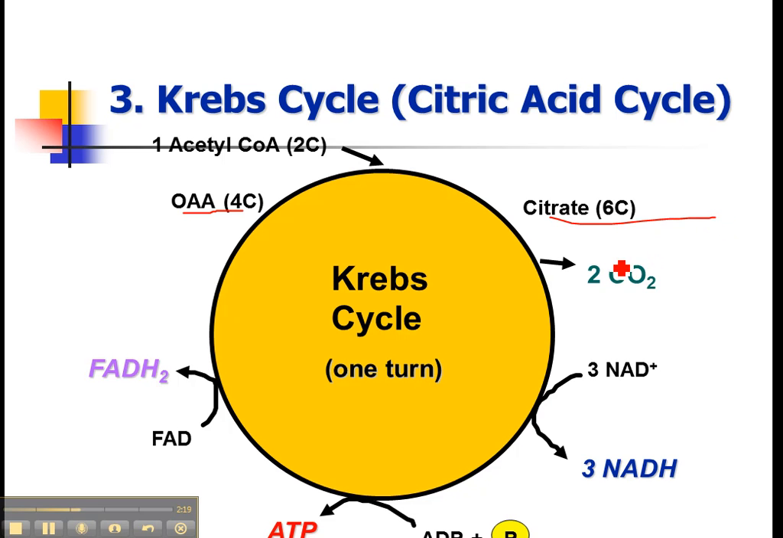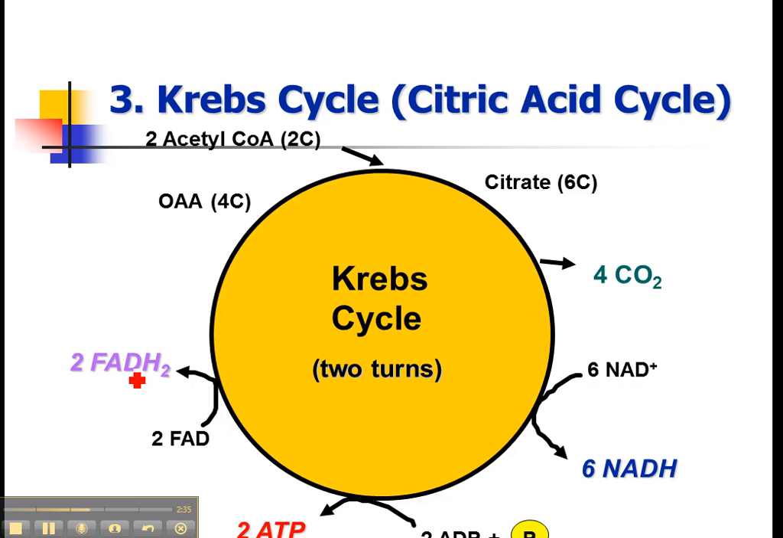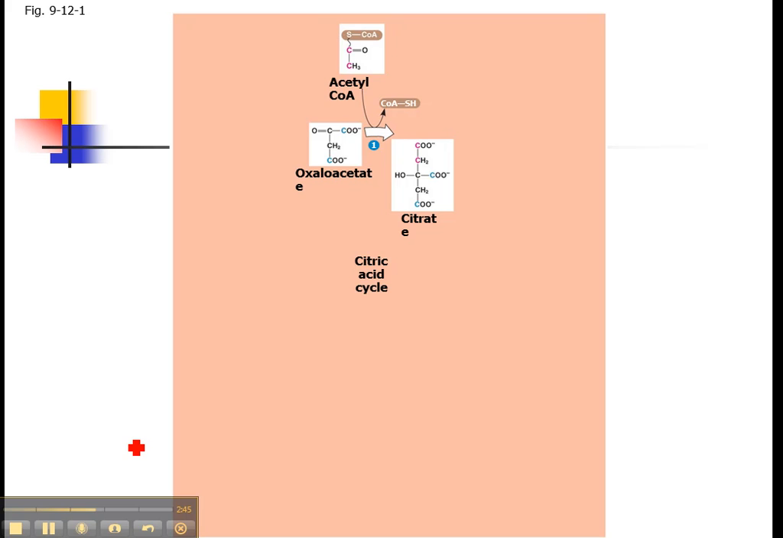But in general, what's happening is 2 carbon dioxide are given off, 3 NADHs. This is per turn. This is only 1 turn here. 1 ATP and 1 FADH2. So if I did 2 turns, I'm going to get 4 carbon dioxide, 6 NADHs, 2 ATP, and 2 FADH2s. So a little bit more in depth.